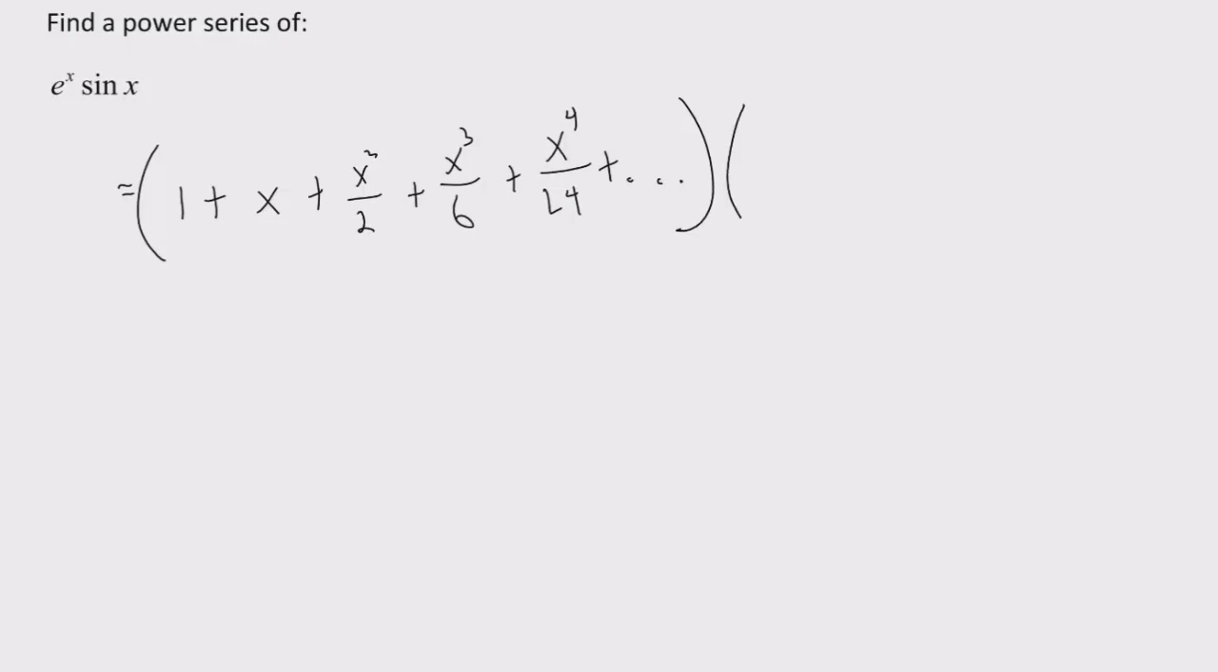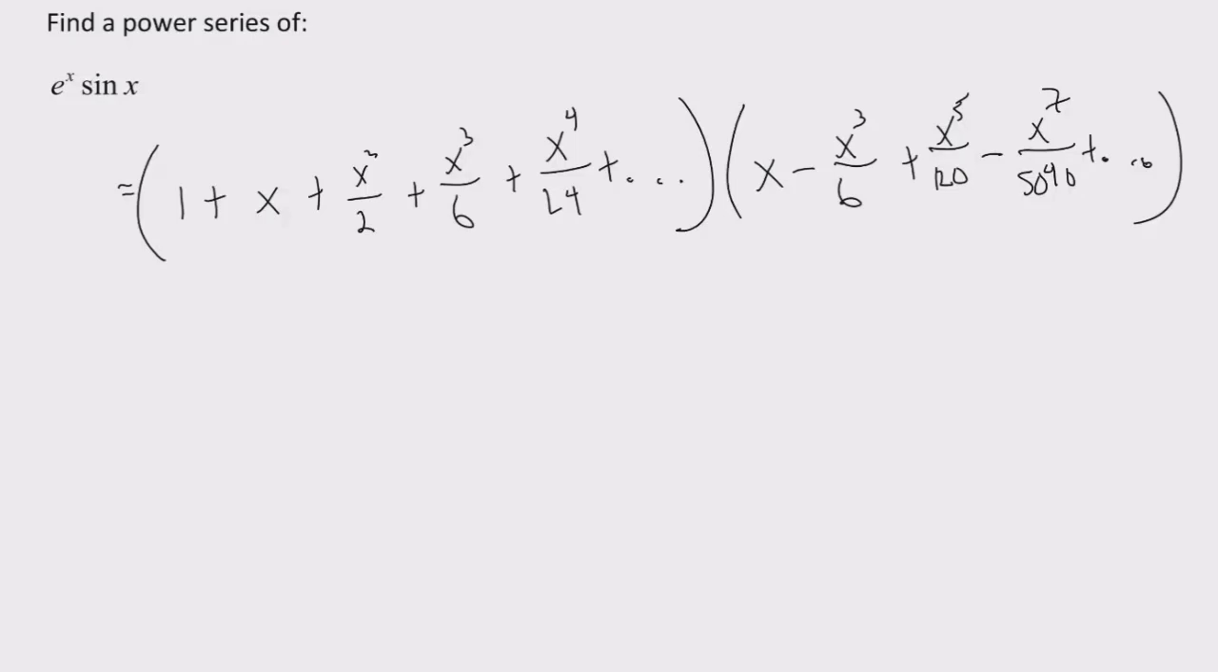And then the sine of x pattern was x minus x cubed over 6 plus x to the 5th over 120 minus x to the 7th over 5040 plus dot dot dot. Okay, so if I think about this as essentially multiplying the terms together term by term.